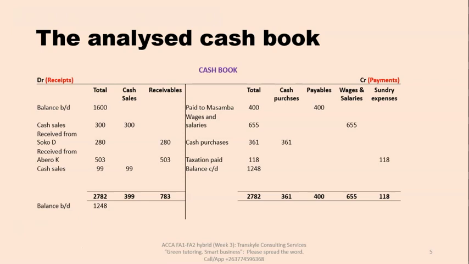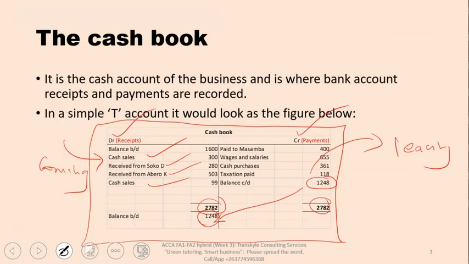And ladies and gentlemen, this is an analyzed cash book. You can see that the debit side is still the same, the credit is still the same, but there are now a lot of columns which have been included. But the information is still the same.